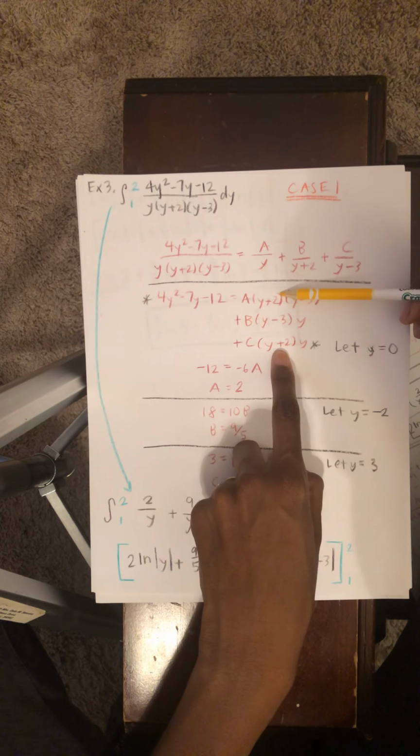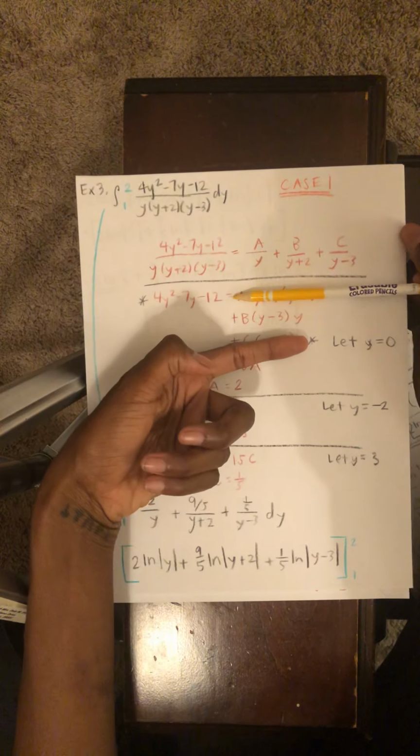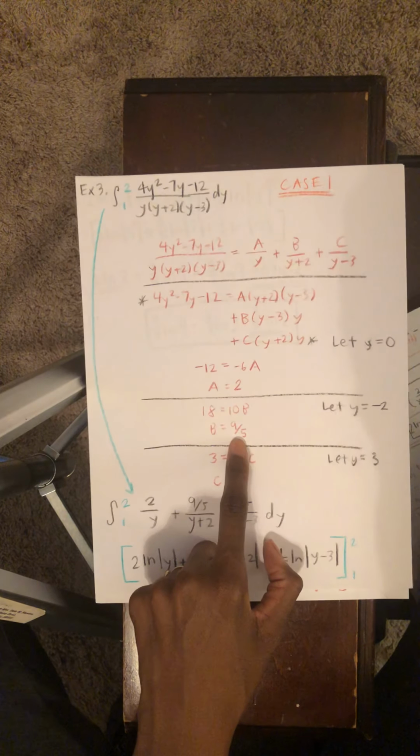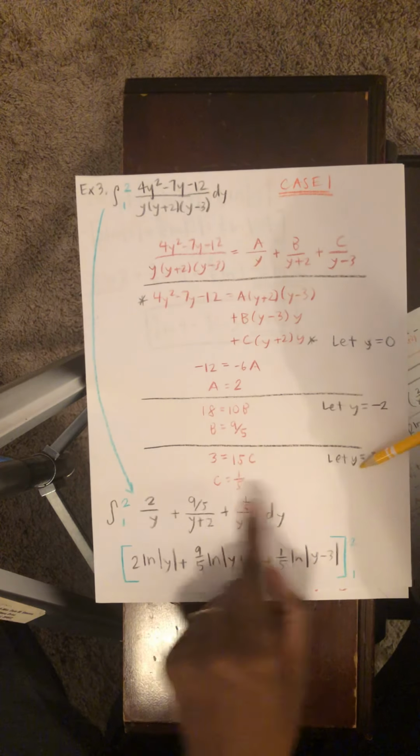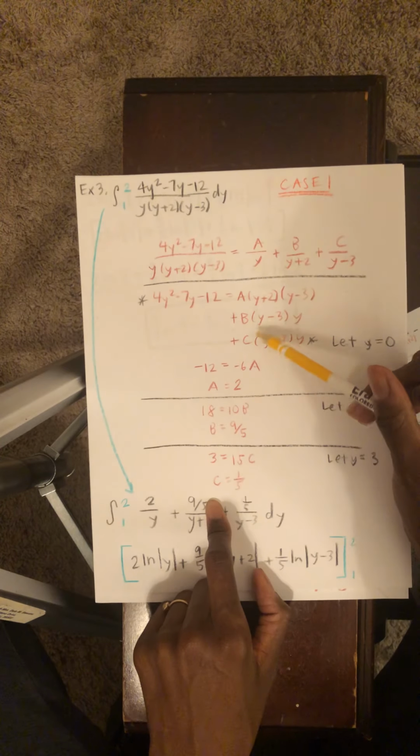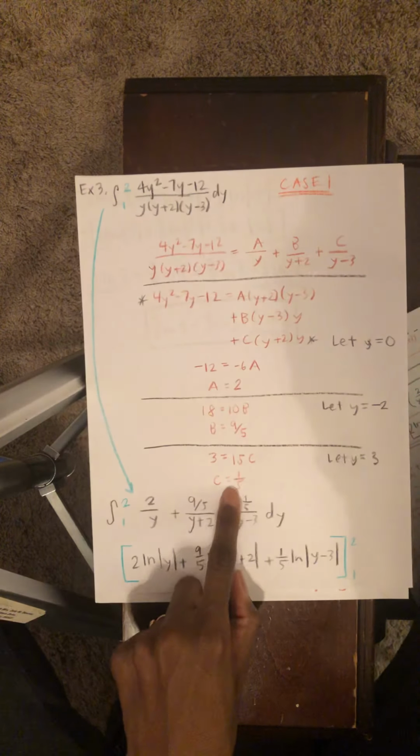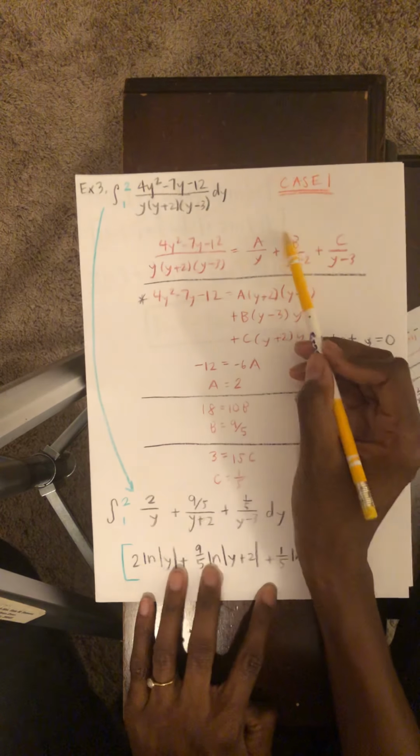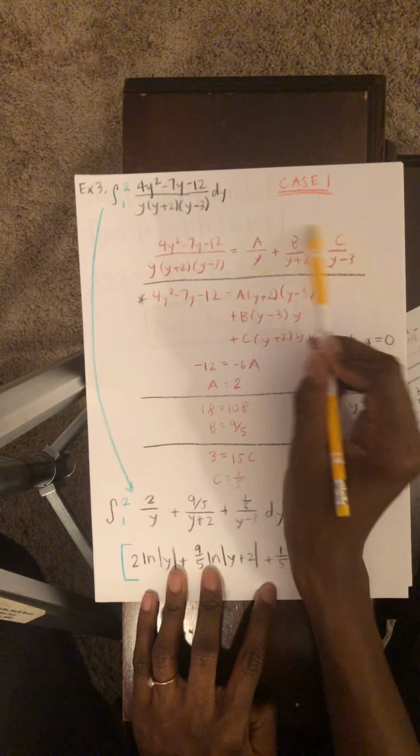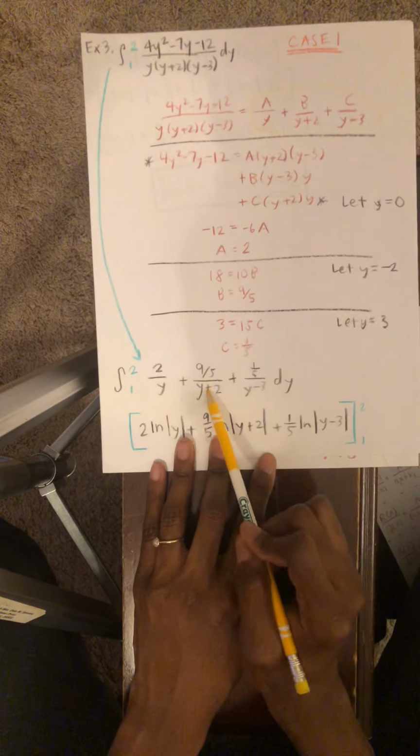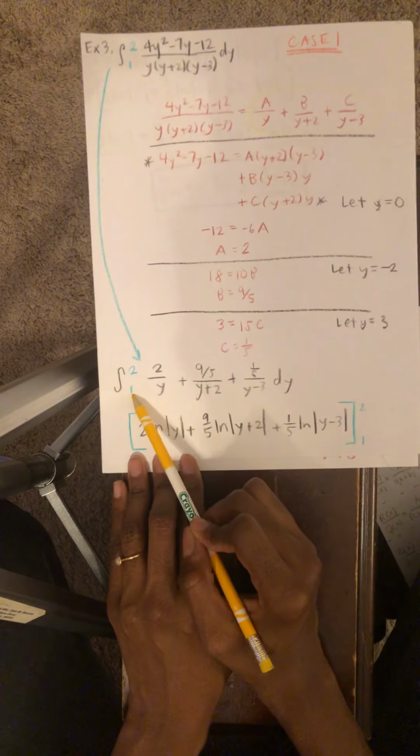Okay, and now this one has a y plus 2, and this one has a y plus 2. So if we plug in negative 2, we can get rid of our a and our c to find b. So we plug in negative 2, and we get 9 over 5. And then to find our c, we have to plug in y equals 3, right? Because that'll get rid of our a and our b. And we get c is 1 over 5. So we take this expression and we plug those values in for a, b, and c, and we split them up, and we just evaluate.